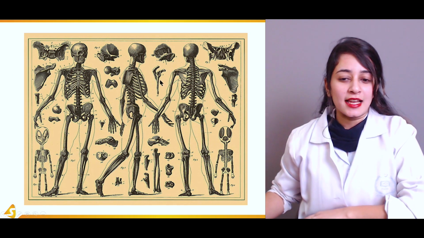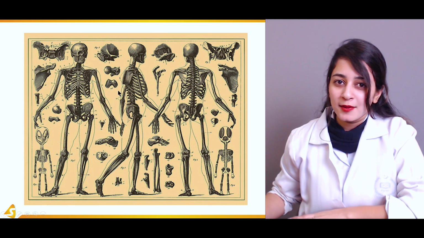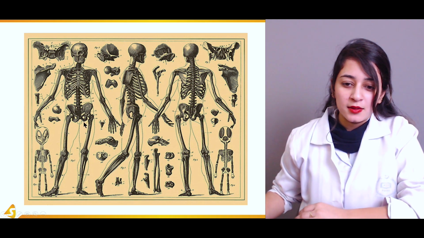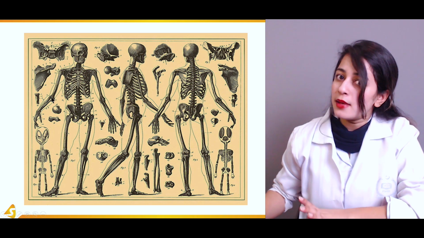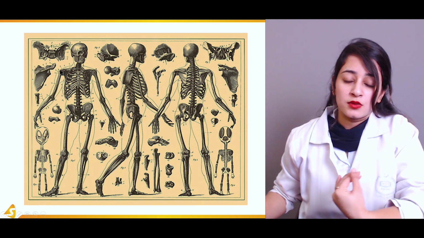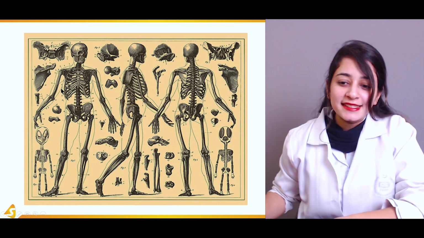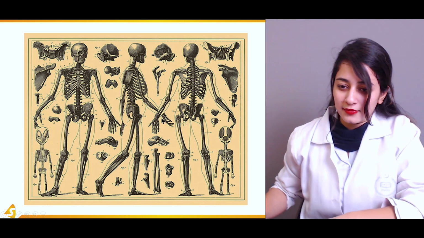So this is a skeleton with bones. There are joints. These bones are not one bone. There are multiple bones, joined together. So their joints are also present. And this skeleton is trying to move.